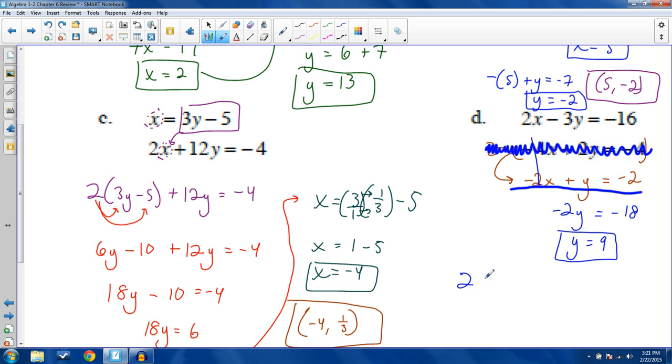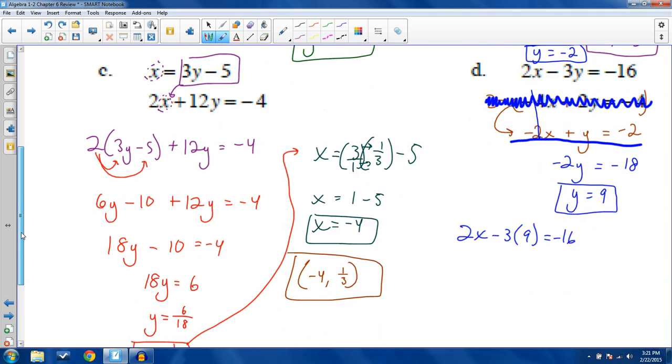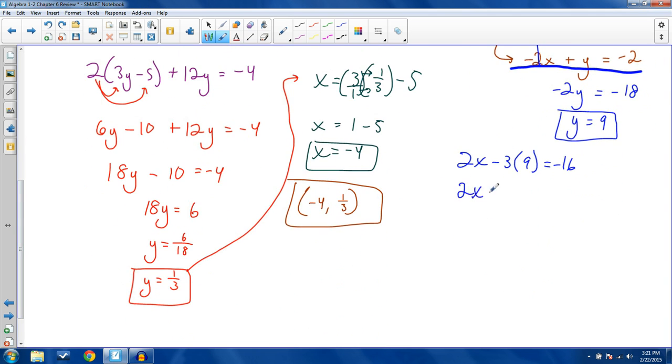We'll get 2x minus 3 times 9 equals negative 16. 2x minus 27 equals negative 16. Add 27 to both sides. You get 2x equals an odd number here. What is that? Positive 11. And x equals 11 over 2, or 4.5.